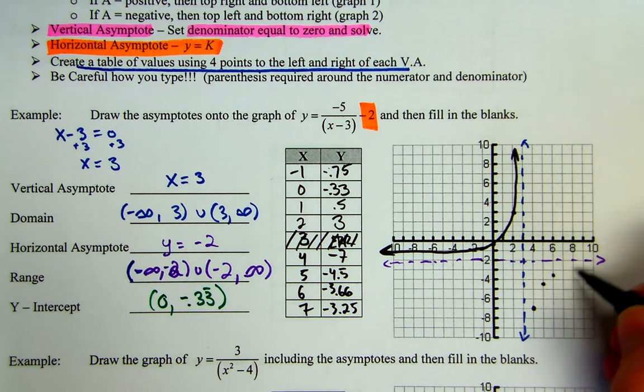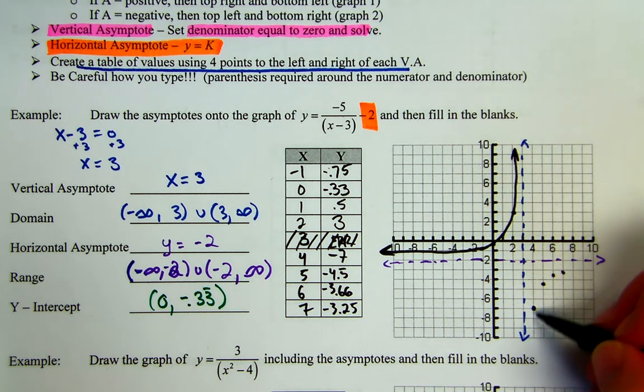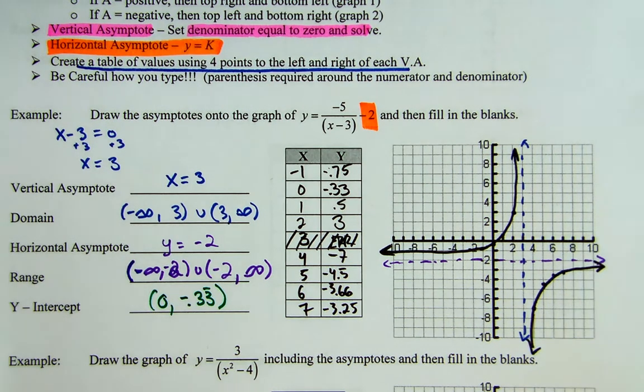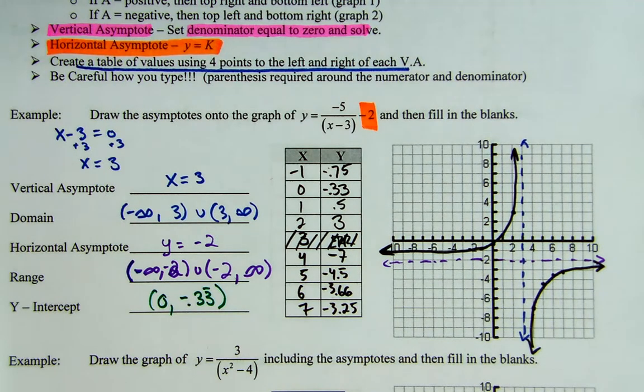3.66, and again we're starting to get that curve. 7, negative 3.25. So we can kind of get that curve in there, approaching the asymptote but not crossing it. Alright, so again, same basic skills as yesterday.